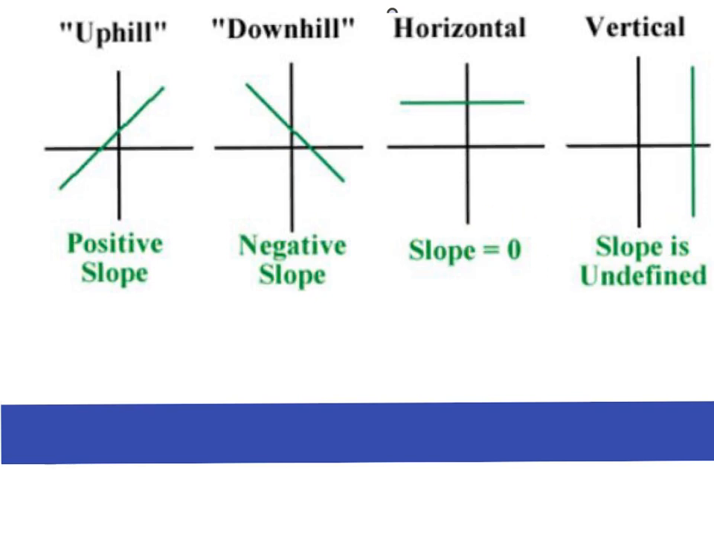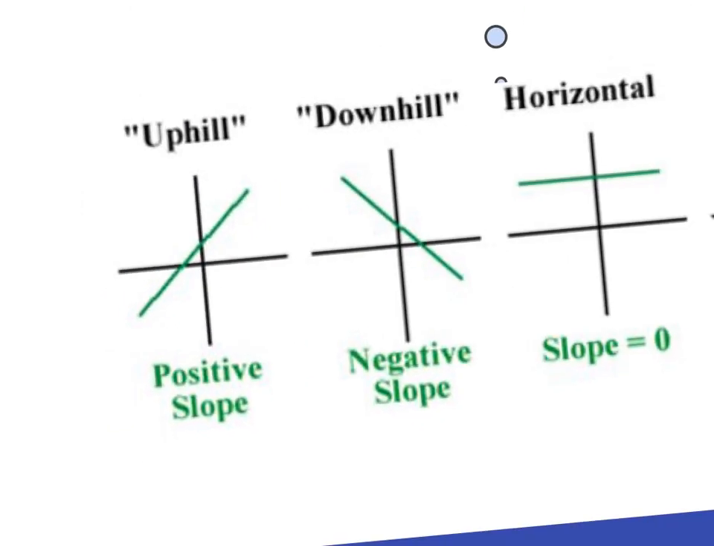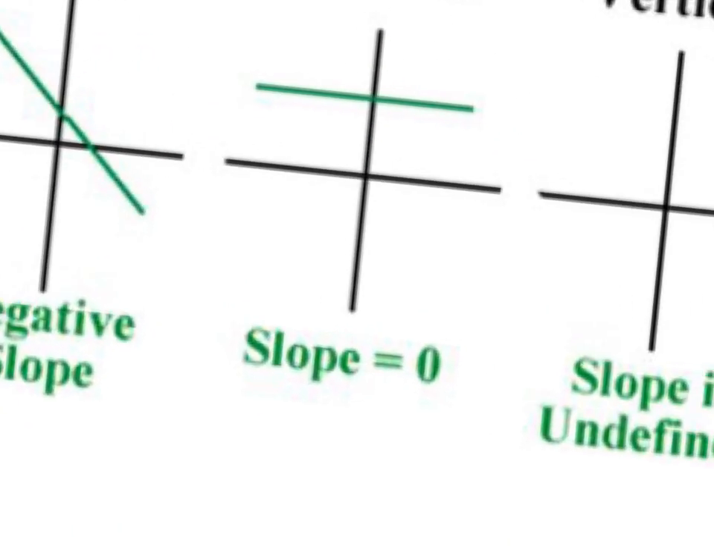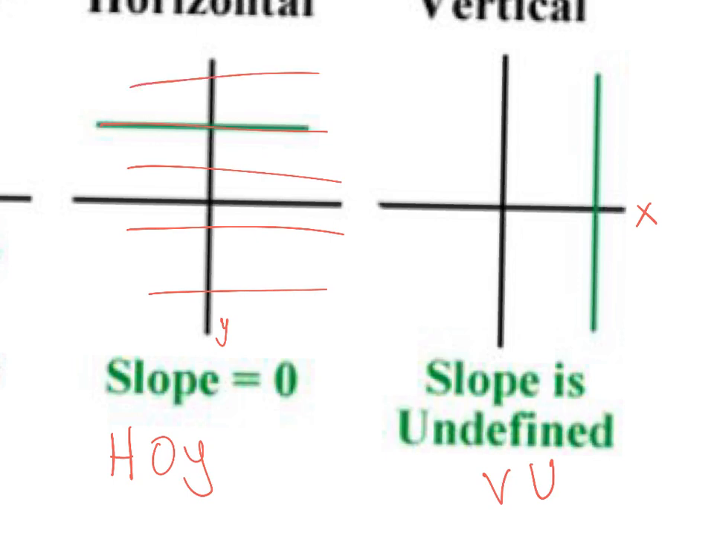These two are special cases. These guys are regular, uphill positive, downhill negative. Any version of that is positive or negative. But these two are what we call a special case line, because the horizontal line has a slope of 0 and it crosses the y-axis. A vertical line has undefined slope and it crosses the x-axis. Notice here, a horizontal line crosses the y-axis. Here, the vertical line will always cross through the x-axis.